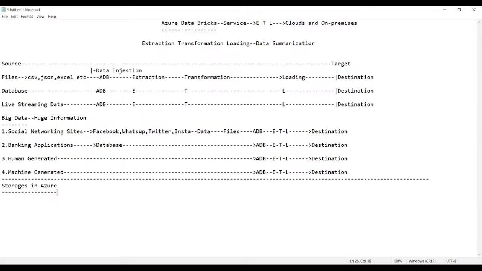You can use the data whenever we use Synapse, and even if you're using ADF, Azure Data Factory, we can use the storages as they are. These are commonly used storages, guys.